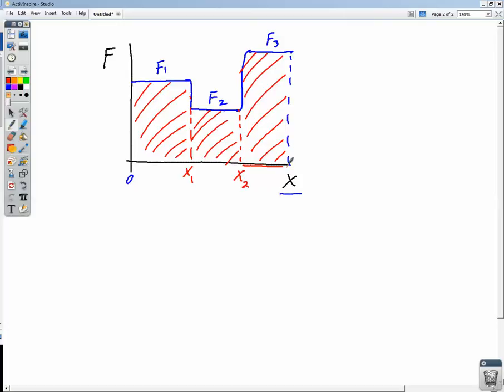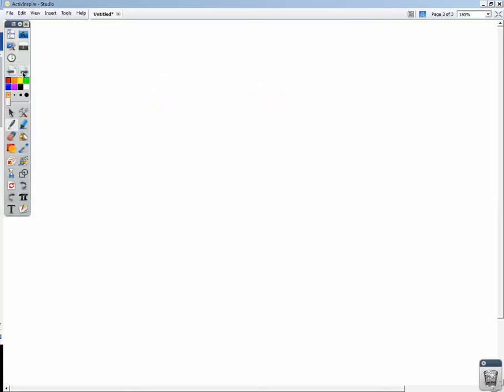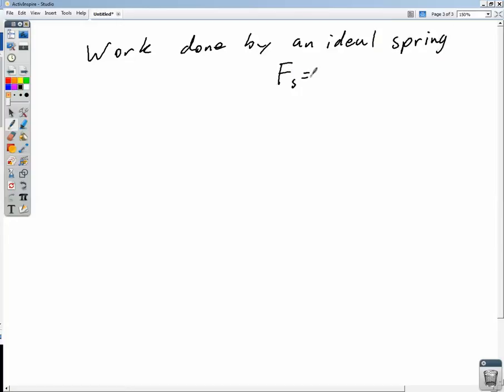All right? So let's take a look at what this looks like for a spring, an ideal spring. This is work done by an ideal spring. Remember that when we say ideal spring, we're talking about a spring that conforms to Hooke's law. The force applied by the spring is equal to negative kx. The force and the displacement are in opposite directions.